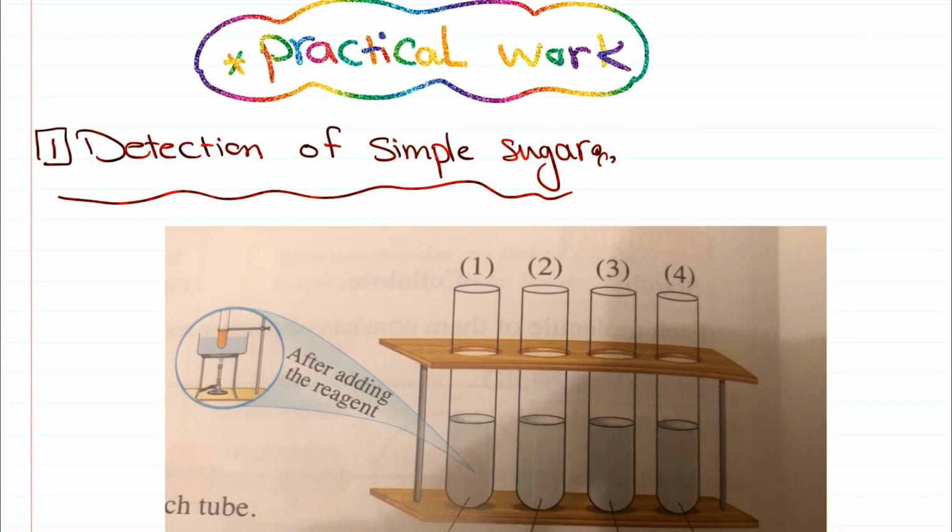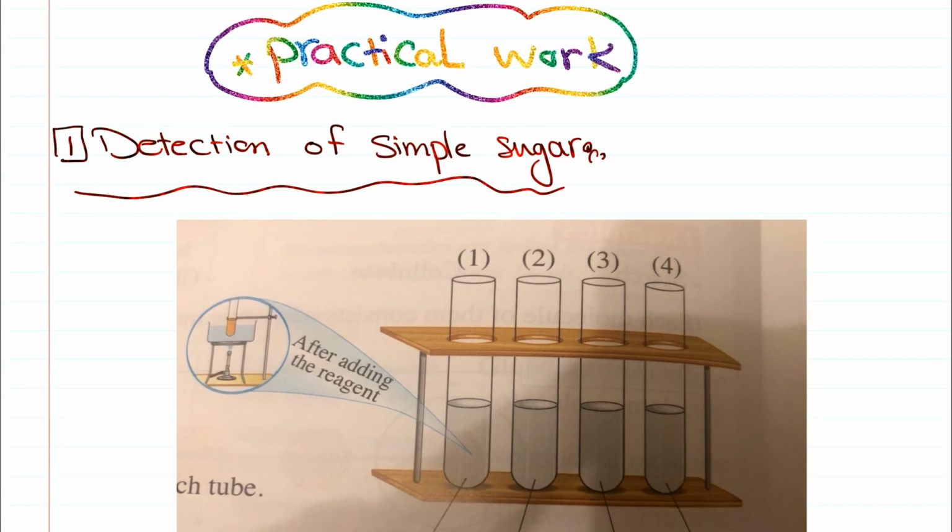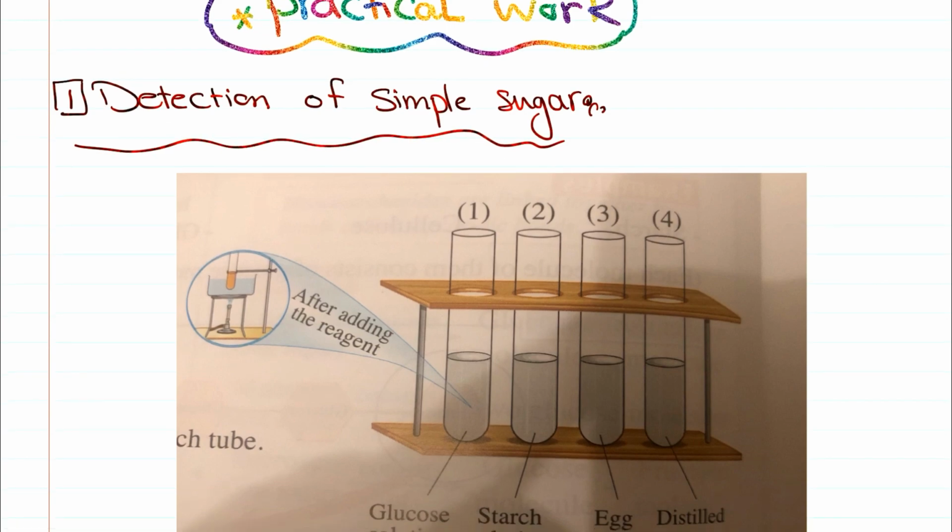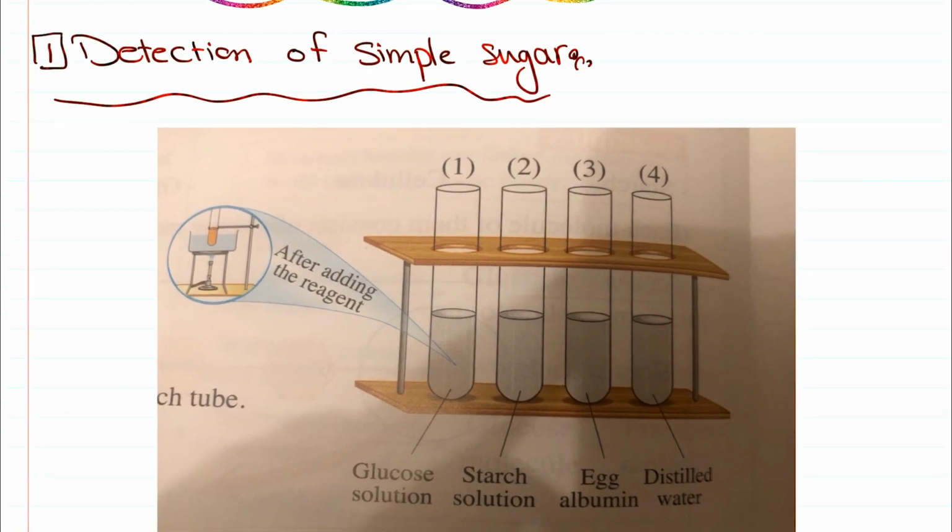Our question in this part: please build up a table and show what are the differences between the simple sugar and the complex sugar. You can do it by yourself. Please do it, and if you do it by yourself, it means you understood. Practical work for this part.